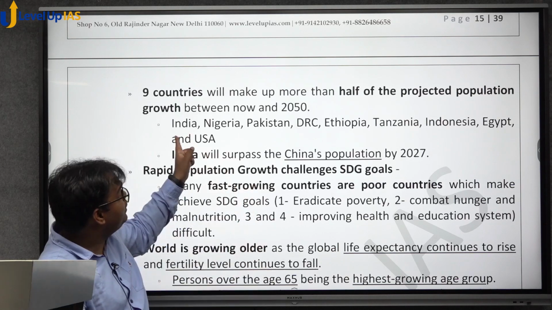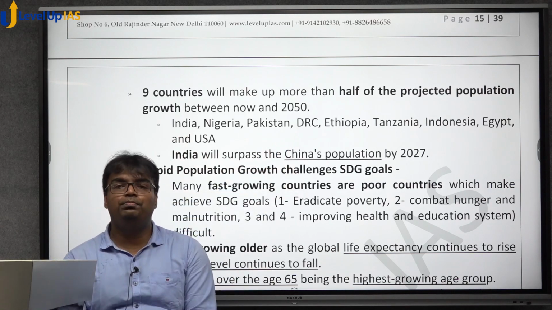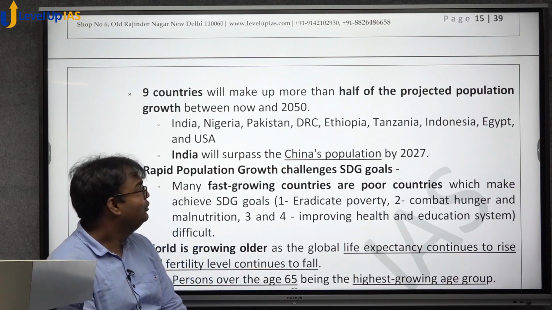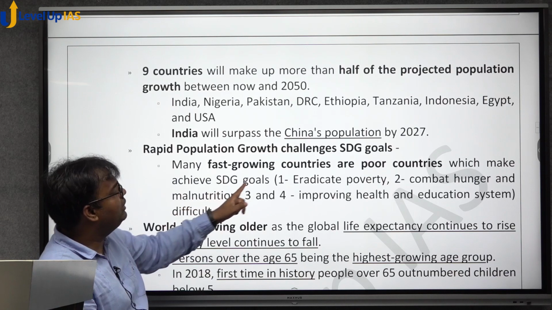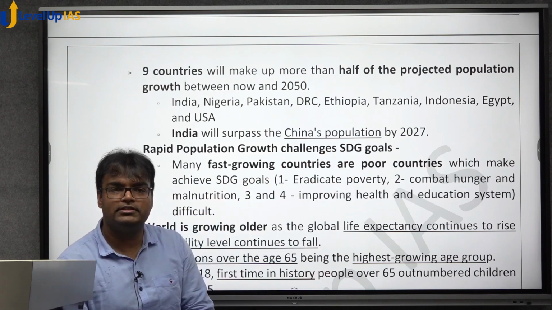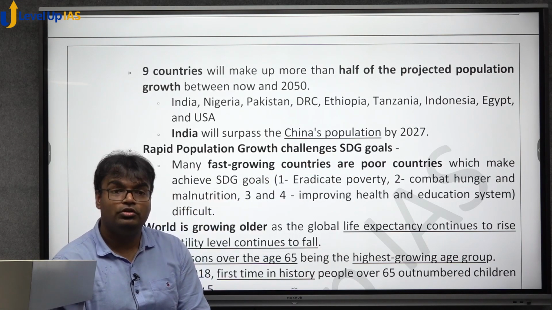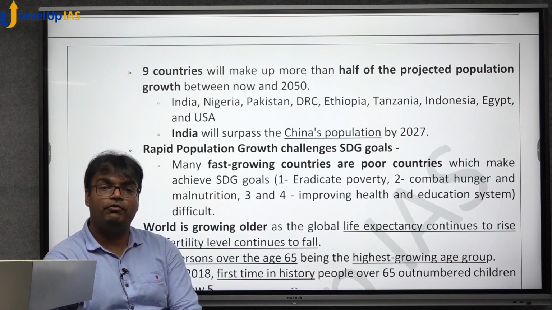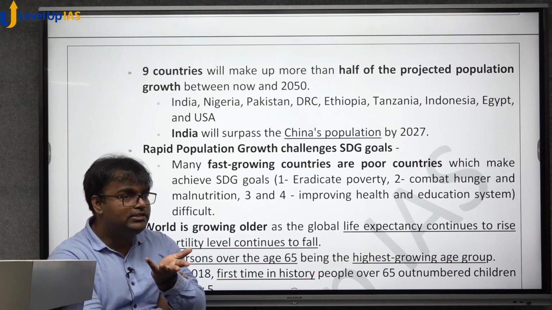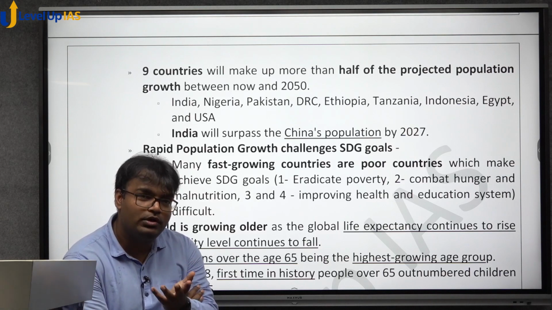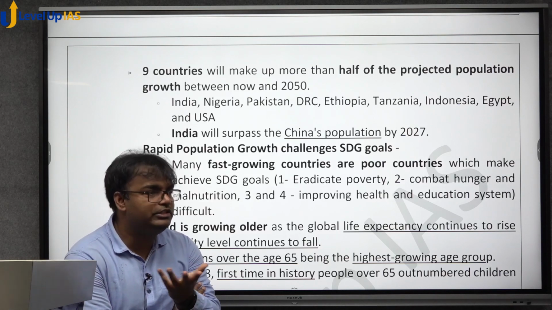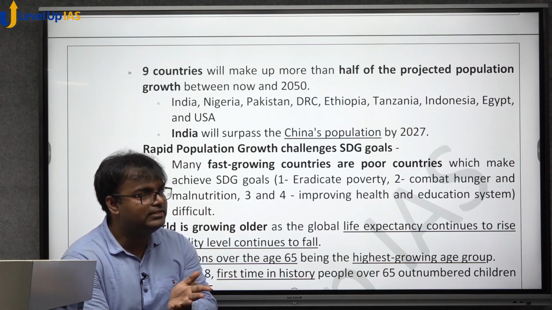And you'll see that these countries which are contributing a lot are also poor countries. So they are saying that it will challenge SDG goals. SDG goals क्यों? क्योंकि वहां पे population control, poverty reduction, health, education, इन सब से related goals हैं. If population is increasing more in countries which are poor, achieving of these global goals will become a challenge.